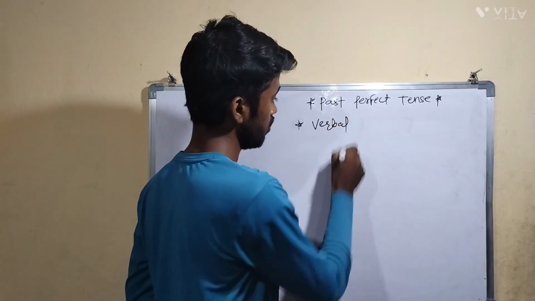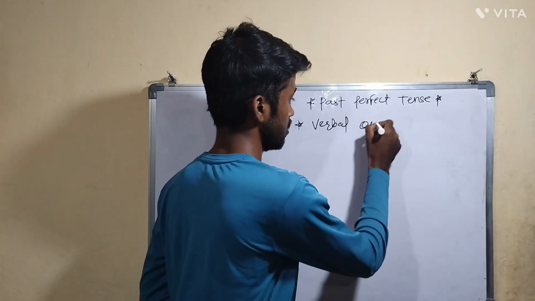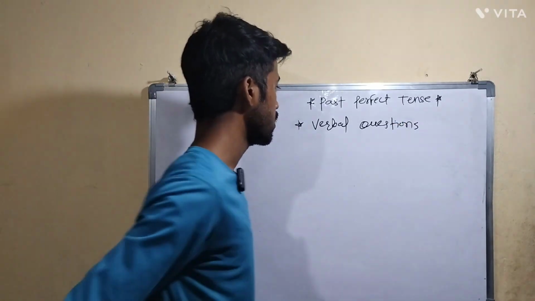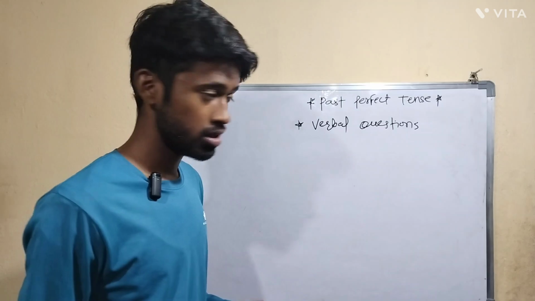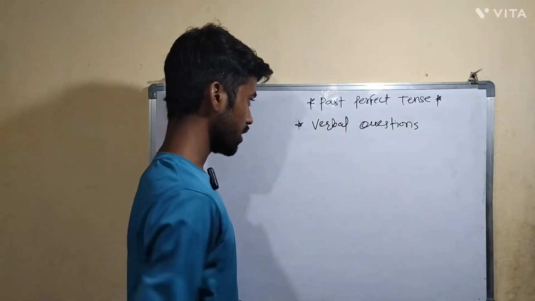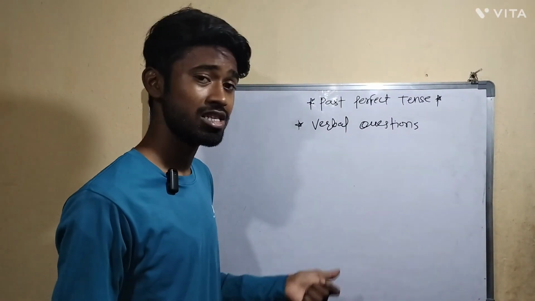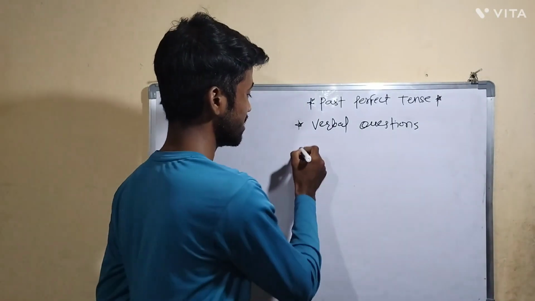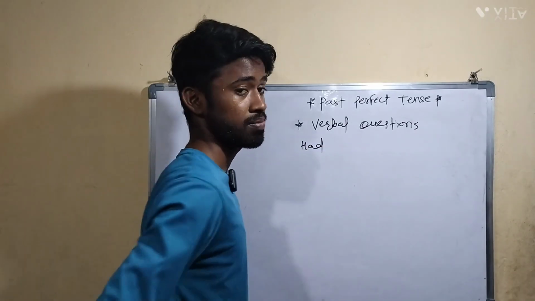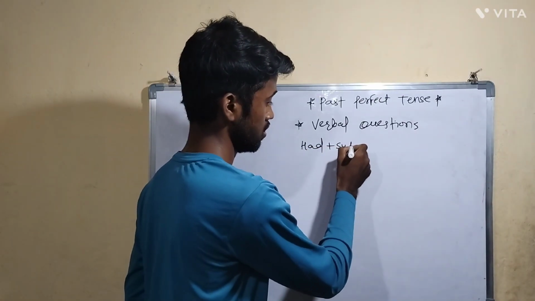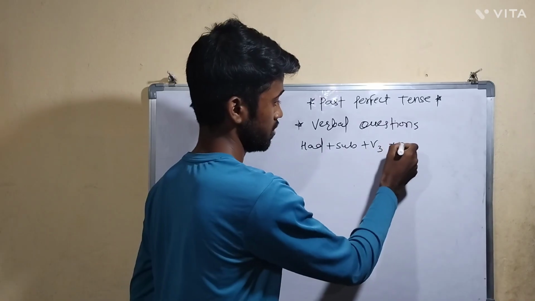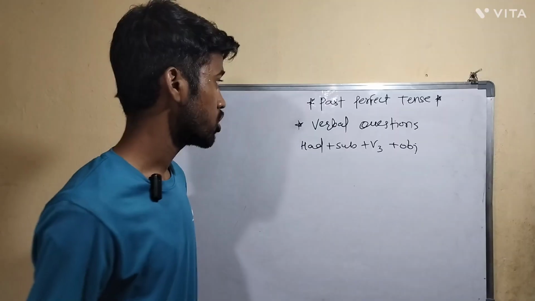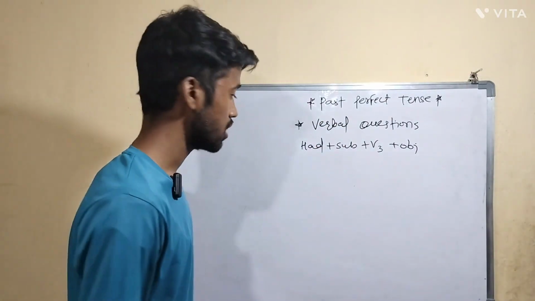Now here we are covering verbal questions. In every video I explain about verbal questions. So now you have to comment down what is meant by verbal questions. Now see, in verbal questions, the question starts with a helping verb. That's a brief definition. It always starts with a helping verb. What is the helping verb here? That is had. Simple, right? After that, subject. After that, third form of verb and object. That's the structure of verbal questions in past perfect tense. Now let's see one example.